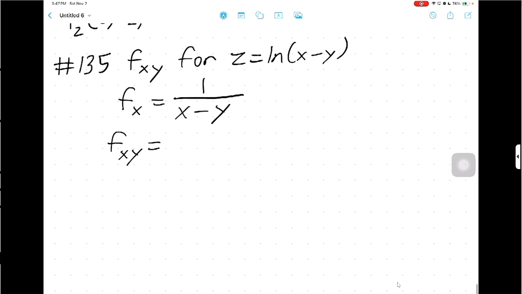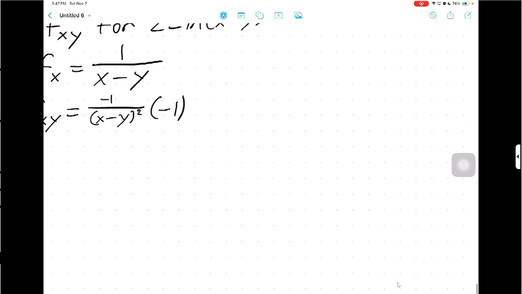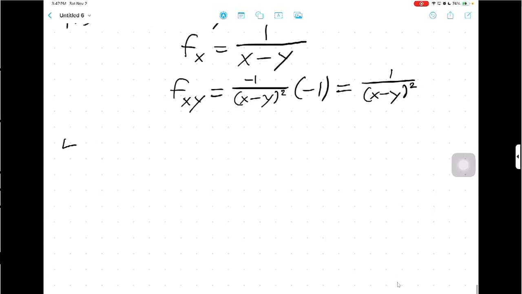Now I'm just going to go ahead and calculate this with respect to y. So we're going to have negative 1 times x minus y squared, times the derivative of the inside, x minus y, which means we just get 1 over x minus y squared. And that's it.